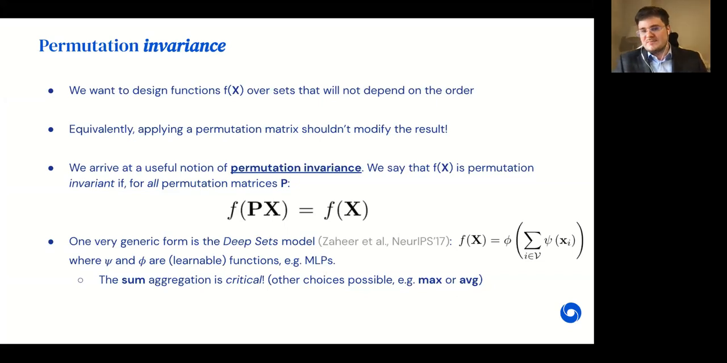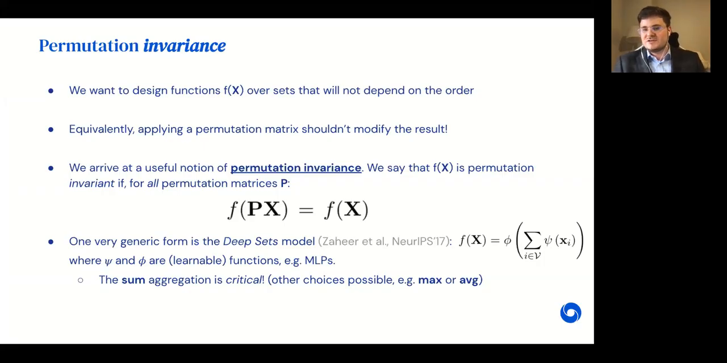You might have seen some models that exhibit permutation invariance before. One very generic form is the model presented in the Deep Sets paper published at NeurIPS 17, where you basically represent the function over sets as some independent function psi applied over the row vectors x_i. And then you perform some permutation invariant aggregation function, which is agnostic to the ordering, something like summation, maximization, or averaging.